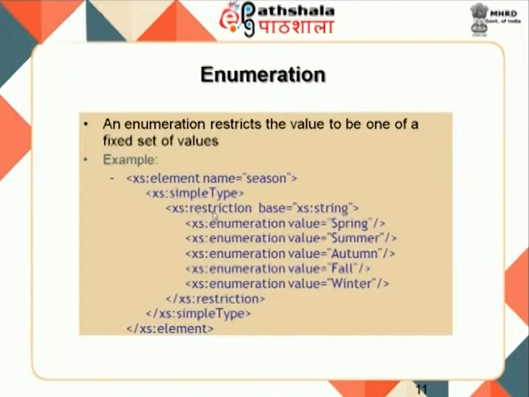So, this element has a restriction. You can say that the base type of this element season is going to be a string type, and it can take any of this fixed set of values. So, you will use the keyword called enumeration. Value can be spring, summer, autumn, fall or winter. So, this is how you define enumerations with the restriction data type.